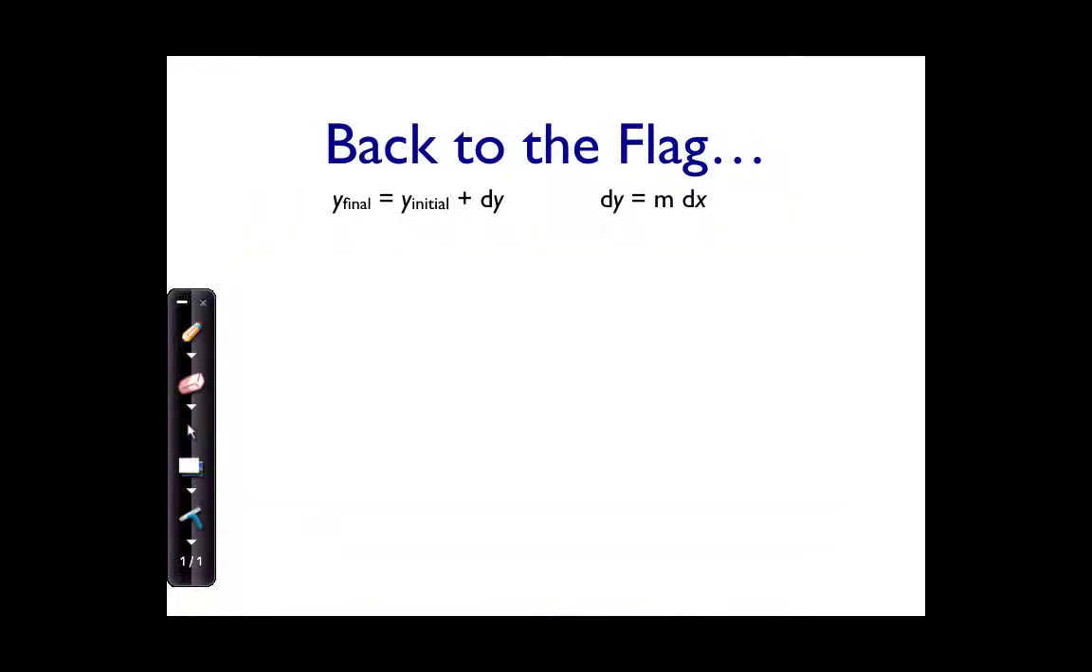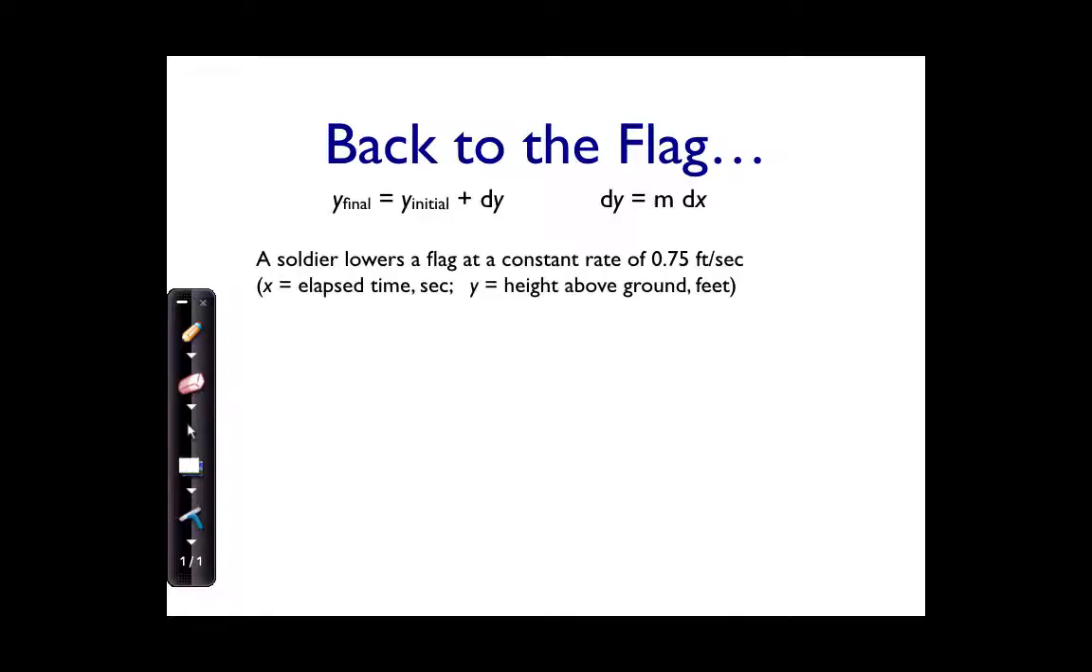So let's think about the flag situation and make sure that we can do these, and then we're going to throw in some function notation. Let's say we've got a soldier lowering a flag at a constant rate of 0.75 feet per second. Let's say that x in this case represents the elapsed time in seconds since he started lowering the flag, and y is the height above the ground that the flag is, measured in feet. We did this, I think, a week ago, we used this example. So same example, and just x's and y's for right now.